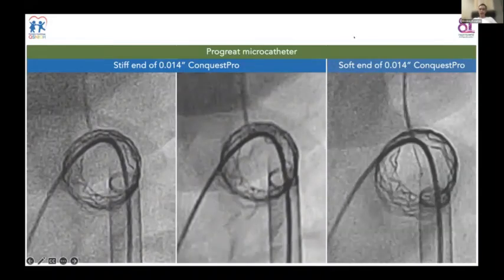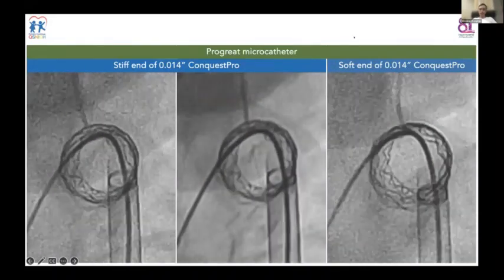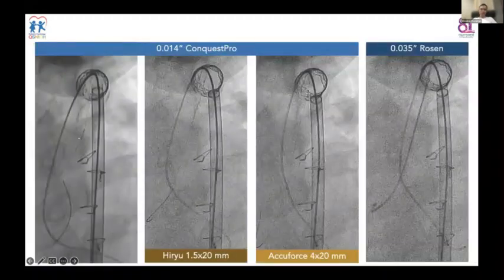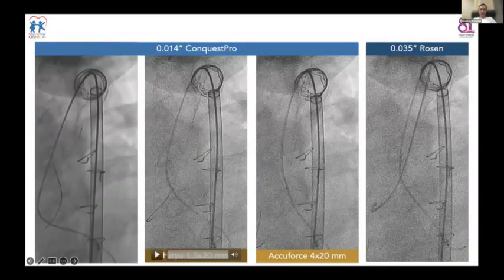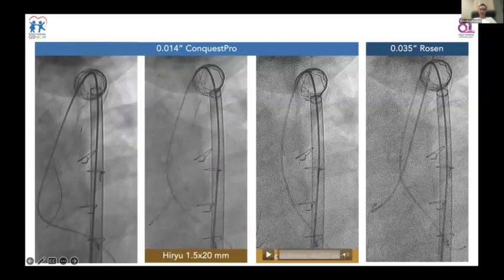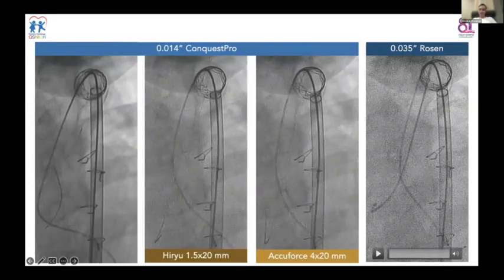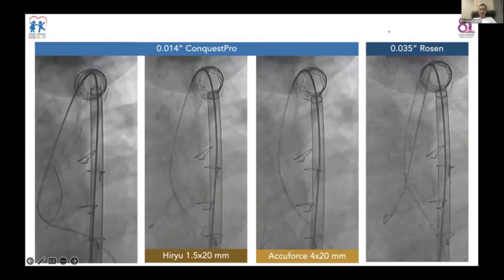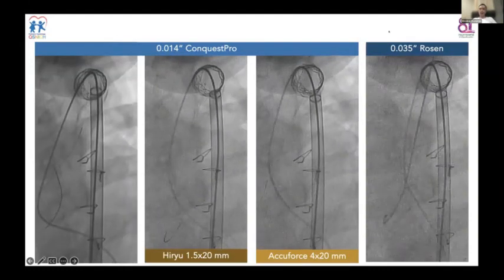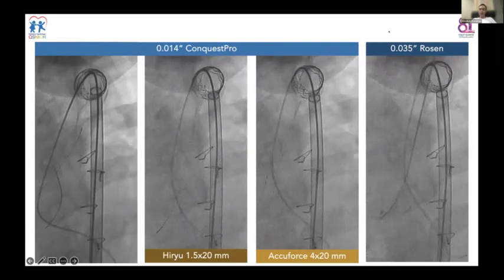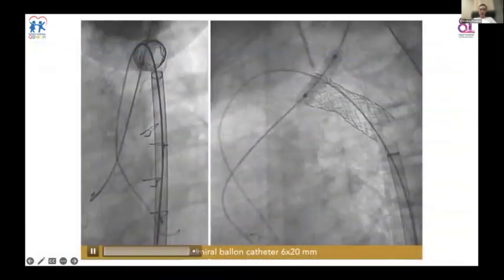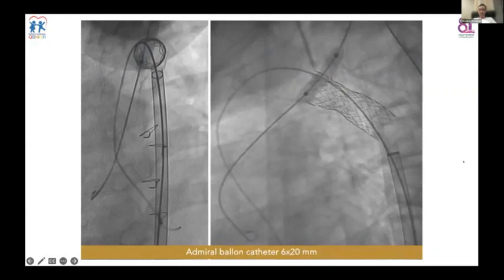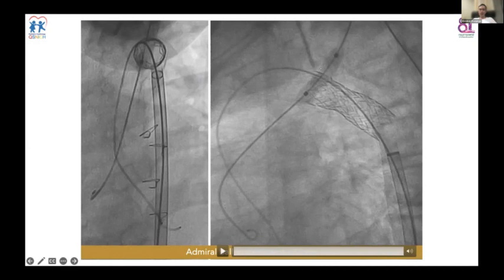There. Then we followed by using a small coronary balloon catheter, followed by exchanging to the 035 Rosen wire, and then eventually came up with the 6 millimeter Admiral balloon in order to open up the place where the subclavian artery has been jailed.